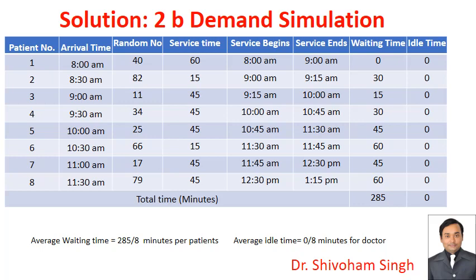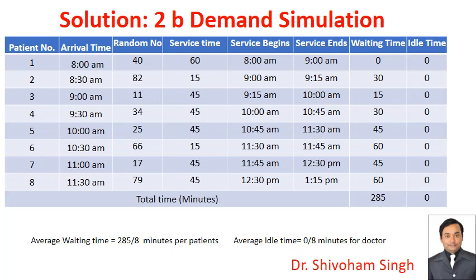But third patient has come at 9. Doctor was not free at that time, so he will wait for 15 minutes. And his work requires 45 minutes, so he will be out at 10 and so on. By this way, we calculate the waiting time. Waiting time means the difference between when the service begins and when that patient has arrived. This patient has arrived at 8, work starts at 8, no waiting. Second patient comes at 8:30 but work starts at 9. It means he will wait for 30 minutes and so on.